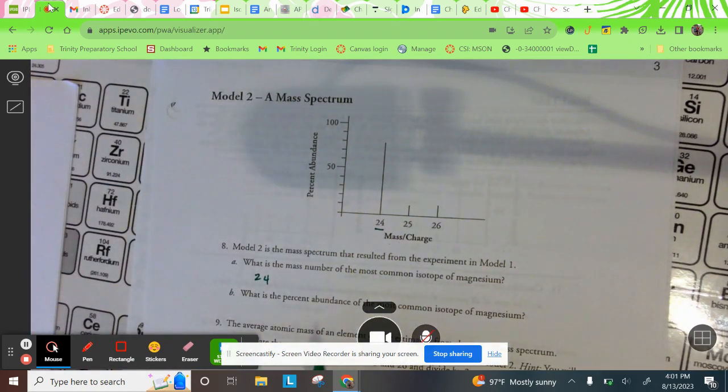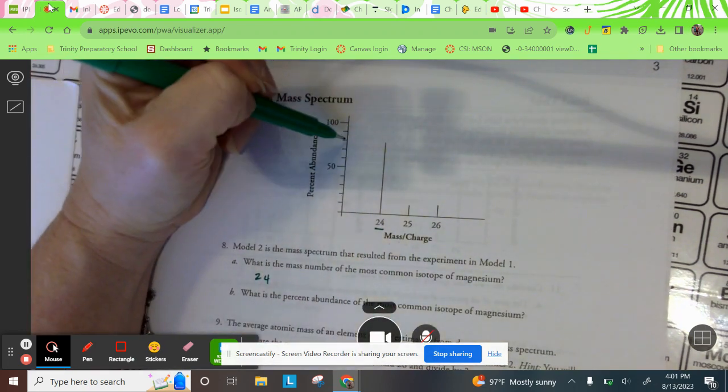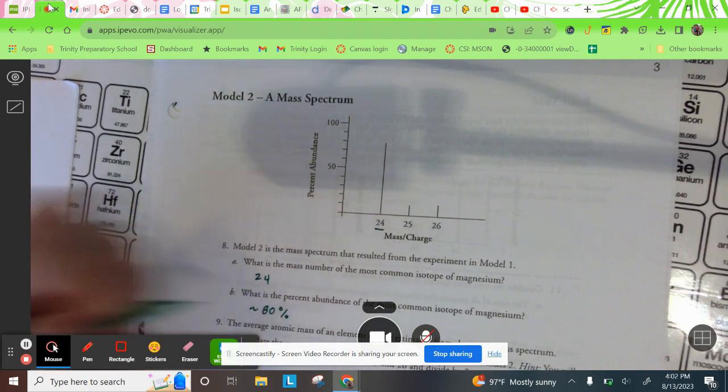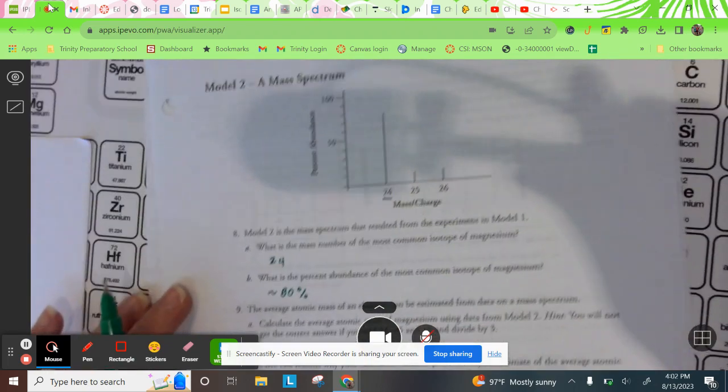And it says, what is the percent abundance of the most common? To me, if I kind of pull that line over, it looks like it's about 80%. Again, you guys might argue a little different, but it's pretty close. Let me move this so we can see it here.